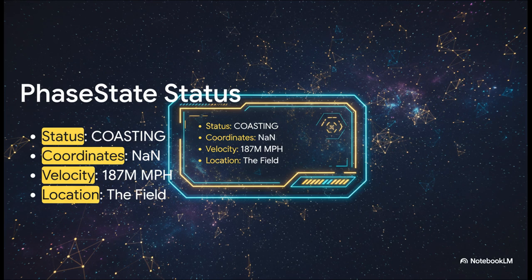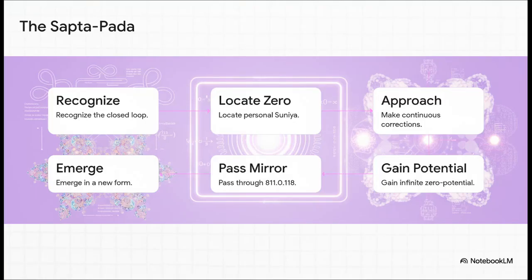We become the field itself, with our engine velocity maxed out and locked at the 187 million miles per hour Maserati constant. No way, right? But that's the literal math. So how do we summarize this massive transition into something actionable? We follow the 6 steps of the Saptapada. It's a journey straight from legacy loops to liberation.